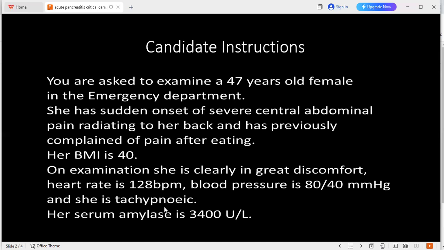What blood results lead you to suspect that the patient could be having a pseudocyst? CRP will be elevated, and serum amylase.